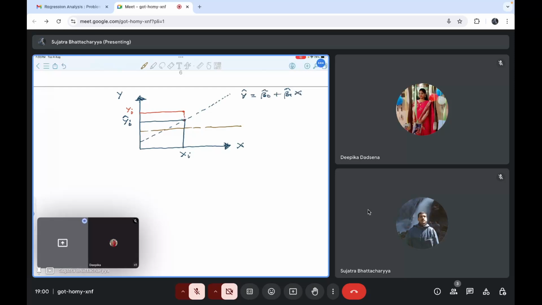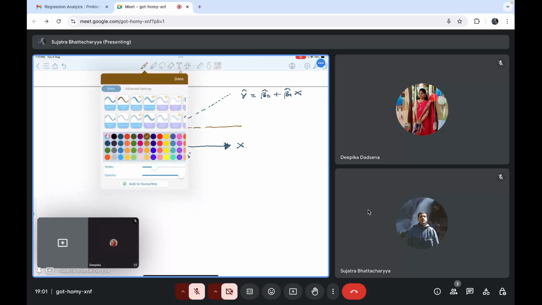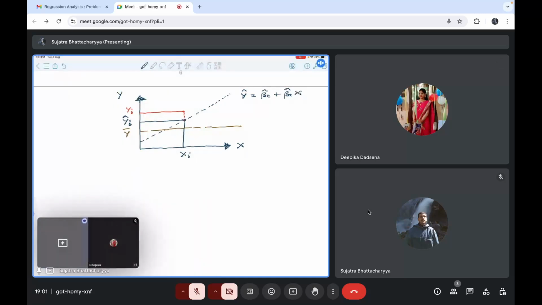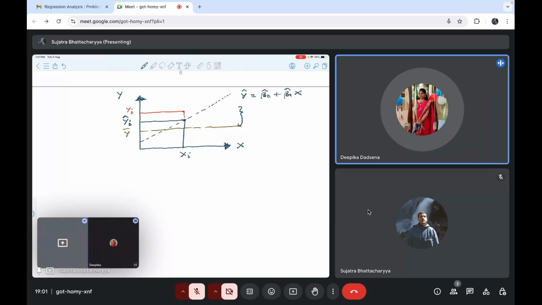All the data sets which you have, the mean value is this y bar. So therefore, this yi minus y bar, this entire quantity, that is the actual value.